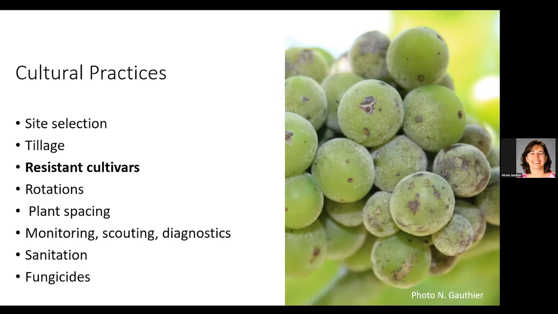So think about that. I know for apple, we have a listing. We have a fact sheet for disease resistance in apples. And in our Midwest Fruit Growers Guide, there's a lot of information on grape cultivars.